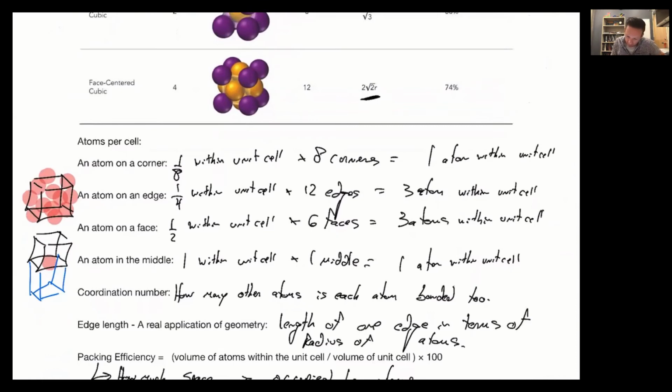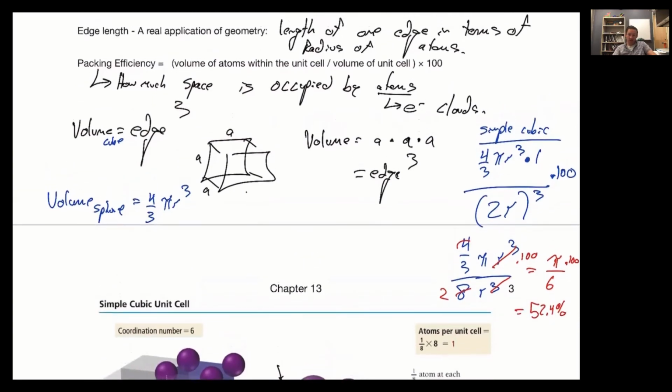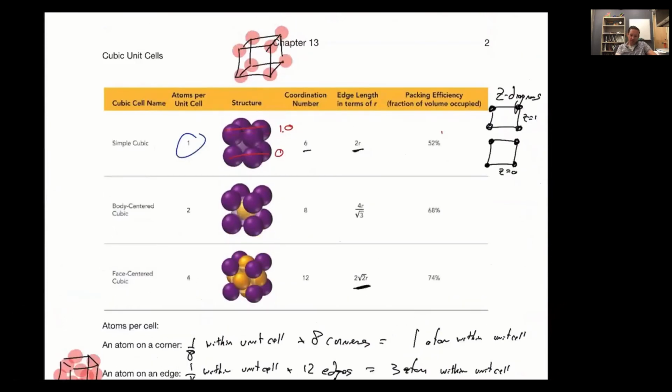Four over 24, the same as 1/6. Okay, good. And then times 100. I keep forgetting that, times 100. 52.4%. So a little over half the space is atoms, which means a little under half the space is empty space. And you see that simple cubic has the lowest packing efficiency. There aren't too many materials that pack in simple cubic. I think polonium might be the only one really, but on the other hand, it's sort of the easiest to see. So we're going to go through these other two a little bit more quickly.